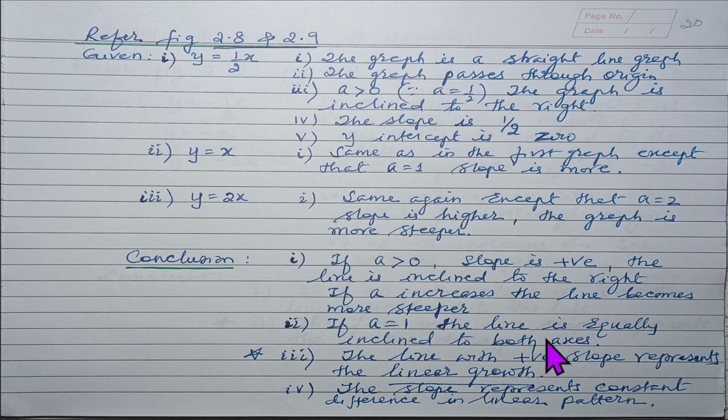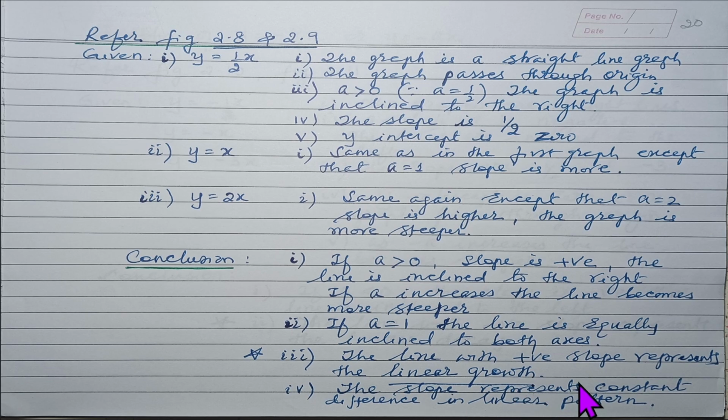If a is equal to 1, the line is again inclined towards the right. It is equally inclined to both the x-axis and the y-axis, which I have already shown you. The line with positive slope represents linear growth. So please remember this. We already know what linear growth is, and the graph of linear growth is a straight line graph. It has a positive slope. So therefore the line with positive slope represents linear growth.